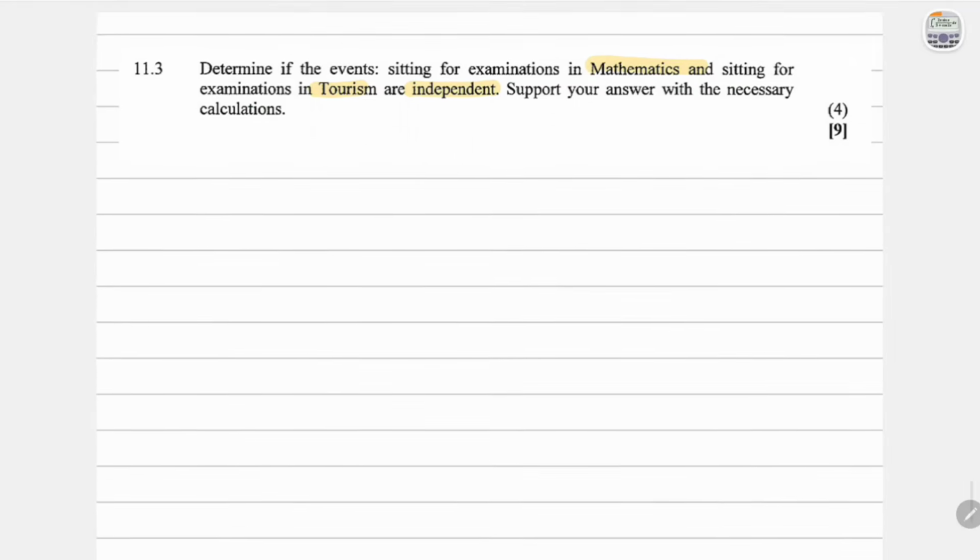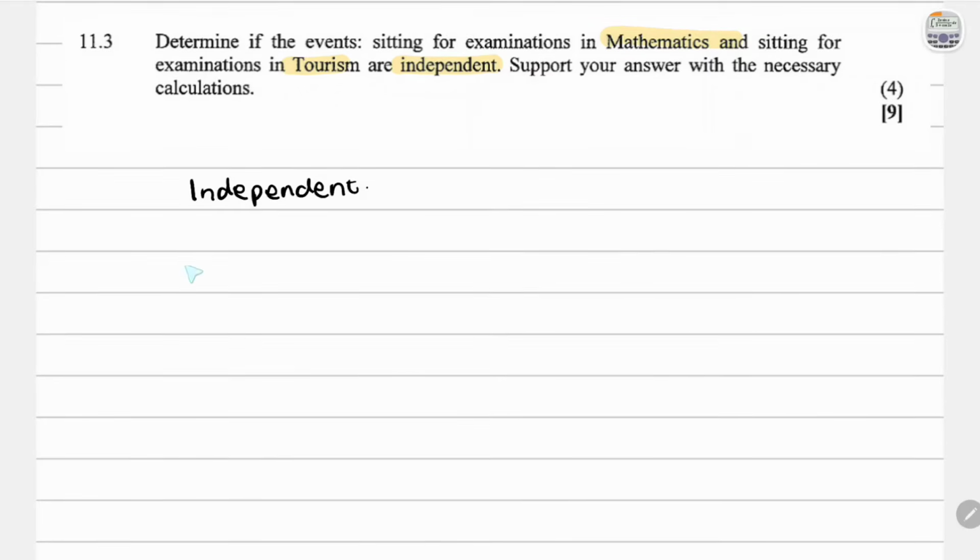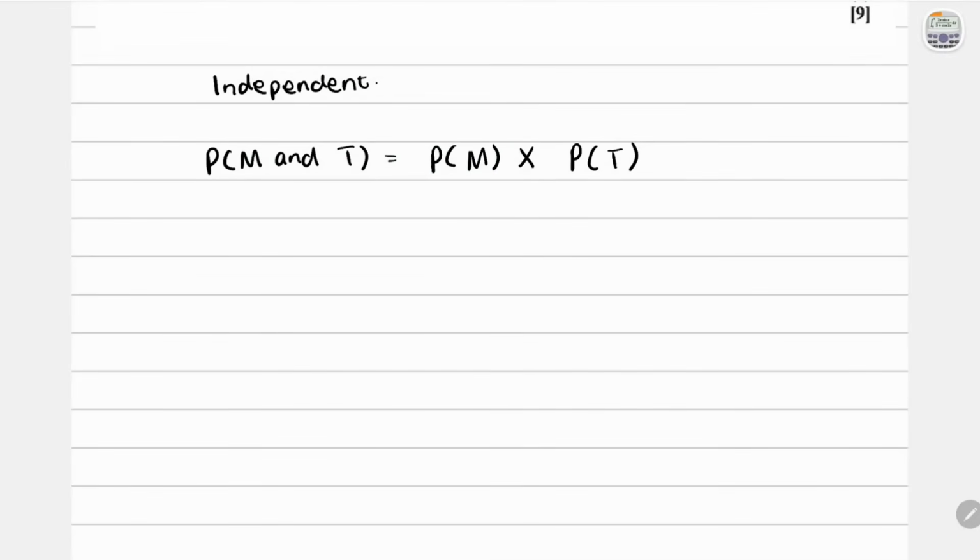Okay, so we're going to have to use the formula for independent events. If 2 events are said to be independent, then this is what is going to happen. So this means that the probability of mathematics and tourism would be equal to the probability of mathematics multiplied by the probability of tourism. Okay, that would be the case for independent events. So if they are equal, then it really means they are independent. Okay, so let's find the probability of mathematics and tourism.